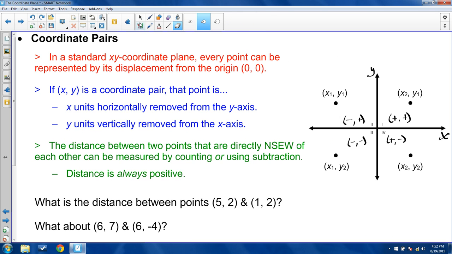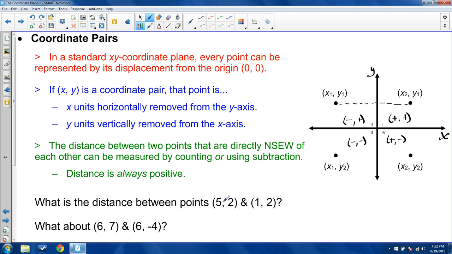Same with the x's. x2, y1 is this point, is directly east of the point x1, y1. I could also do a subtraction right here of just x2 minus x1, or the absolute values of them. Or I could count them. Once again, if there were increment marks, these could be counted, and that difference would be the same. Okay, let's do 2 examples.